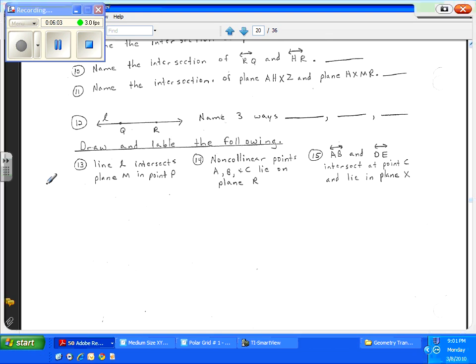Number 12, we know that we can name a line by a lowercase letter. So we could call this line, line L, or we can name a line with the little arrows and any 2 points on that line in any order that we want to name it. So we could name it line QR, or reverse those, right?